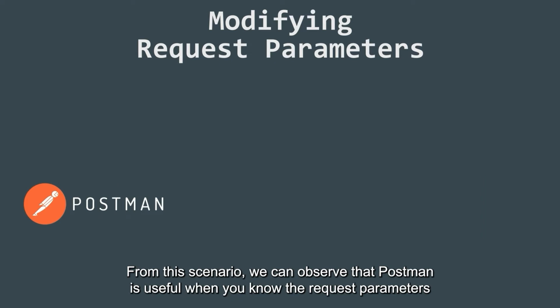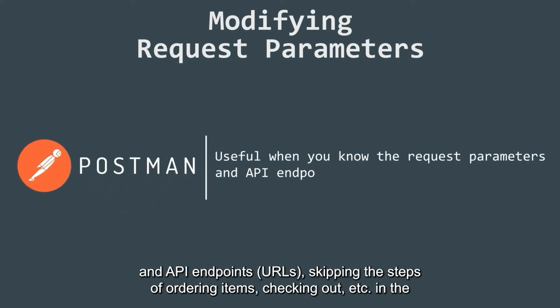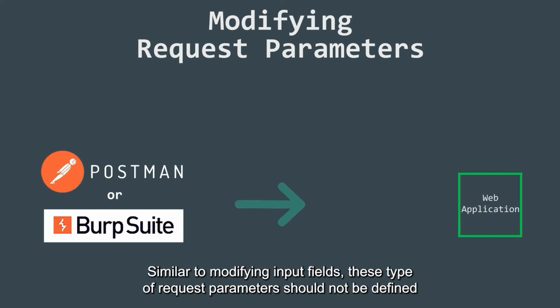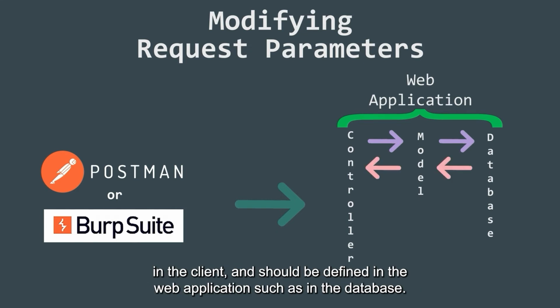From this scenario, we can observe that Postman is useful when you know the request parameters and API endpoints, skipping the steps of ordering items, checking out, etc. in the browser. Similar to modifying input fields, these type of request parameters should not be defined in the client, and should be defined in the web application such as in the database.